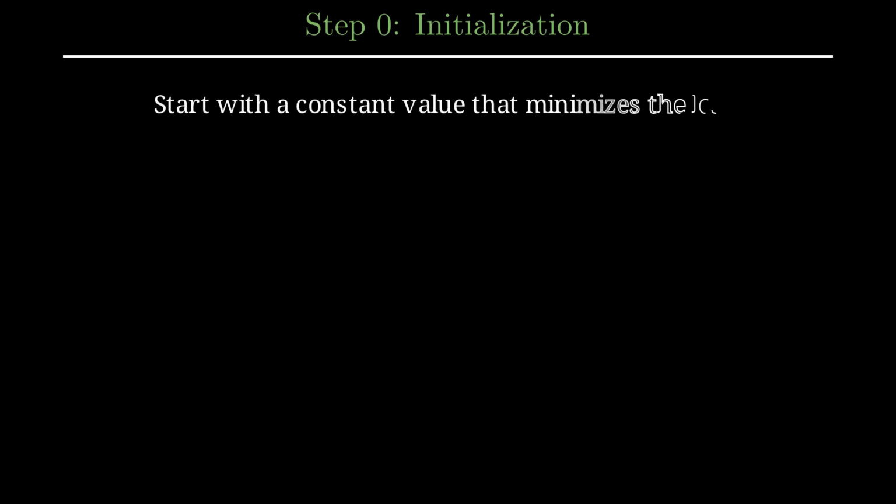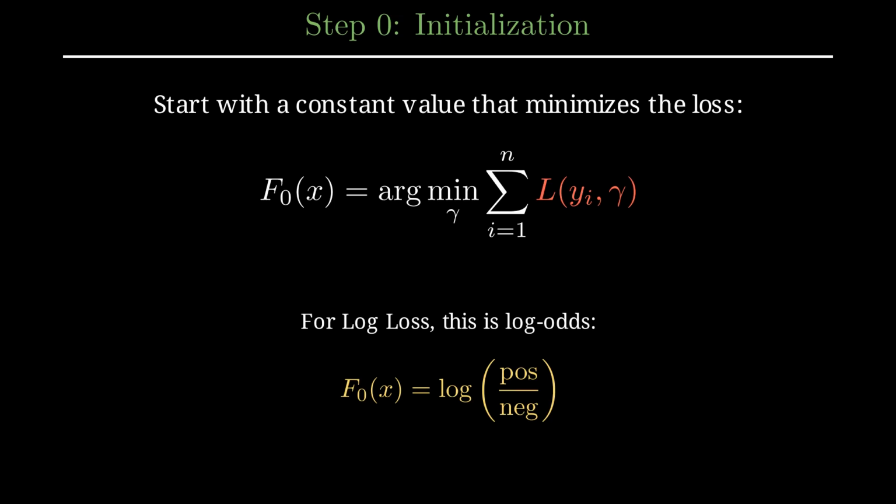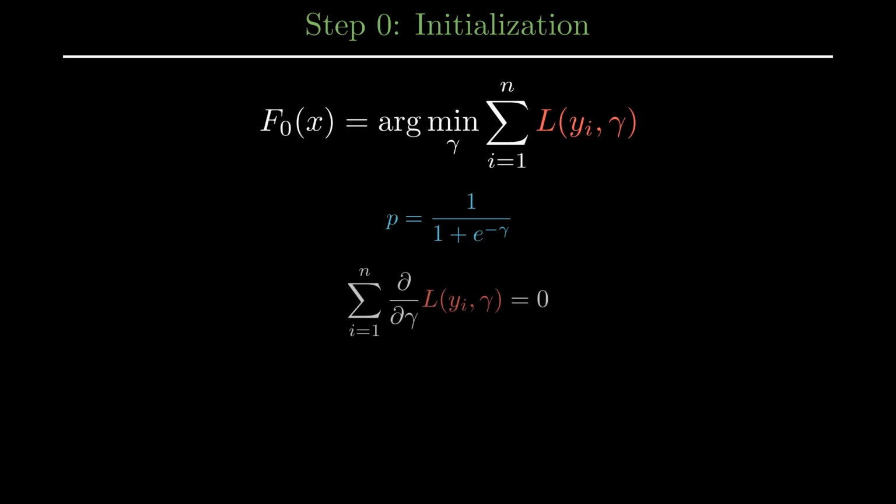Now we need to find a constant baseline predictor. For binary cross-entropy loss, this turns out to be the baseline log odds, which is the logarithm of the number of positive samples, where y equals 1, divided by the number of negative samples, where y equals 0. Here is a derivation of that.